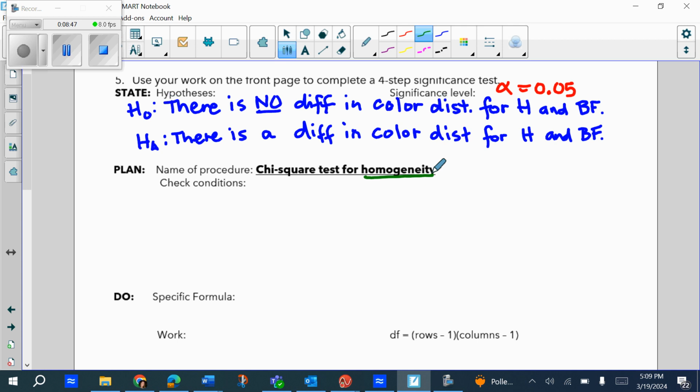And now we need to check our conditions. Just like with other 2-sample tests that we have done, we're going to need to check conditions for both samples. And these are the same conditions that we use for the goodness of fit test. So for random, we can say that both samples were random samples. Although it wasn't stated in the instructions, we can basically assume that we took random samples from both brands.